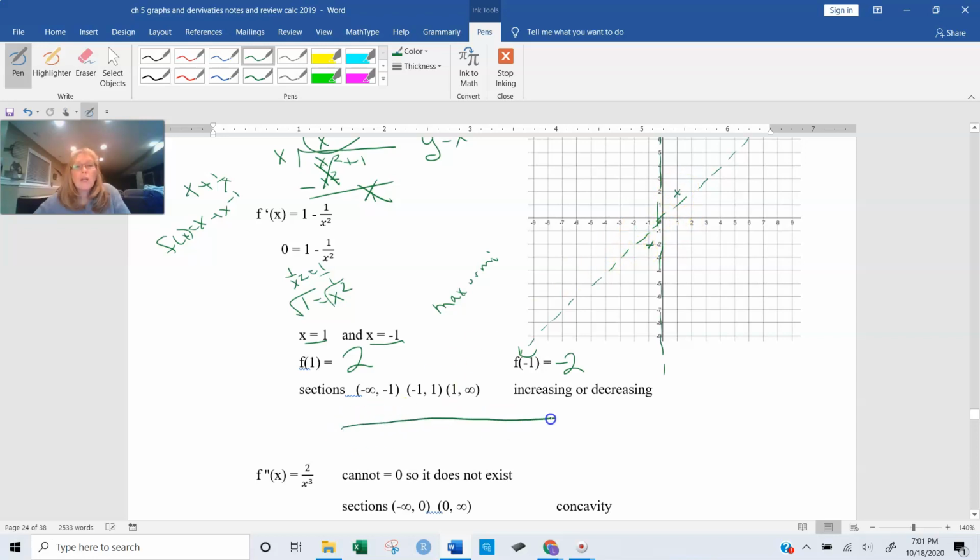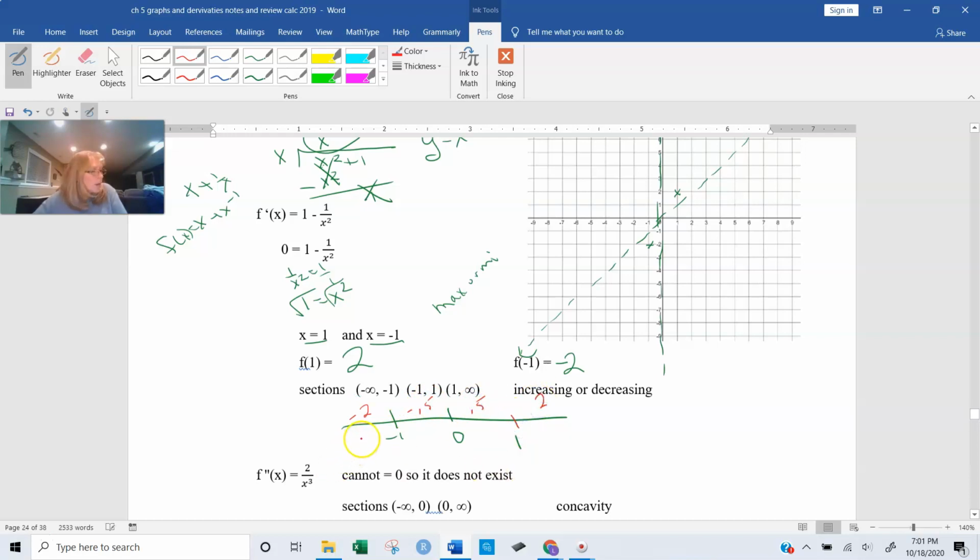Now let's double check this on our graph. So we're going to put negative 1, we're going to put 1. We also have to put 0 because it's an asymptote. So we've got to check something in each section here. We've got to check 4 points: negative 2, negative 0.5, positive 0.5, and 2.